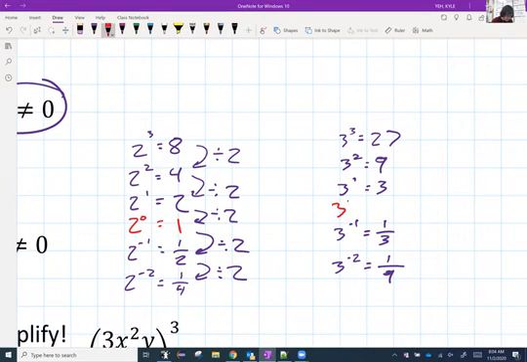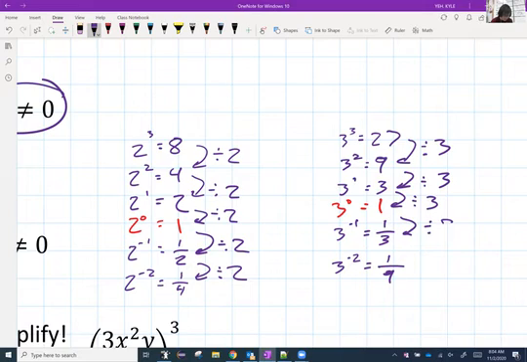Which means to make this pattern hold and to make the math work out, 3 to the 0th has to be 1, so that I can say, well, I divided by 3 here, I divided by 3 here, I divided by 3 here, I divided by 3 here. That 0th power serves as sort of the bridge from the positive exponents to the negative exponents.